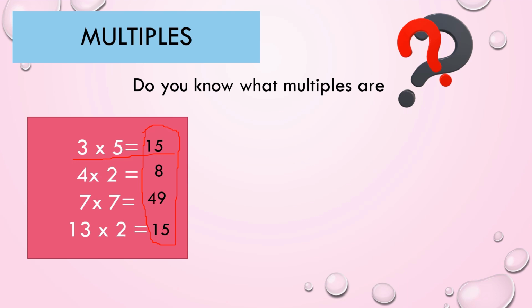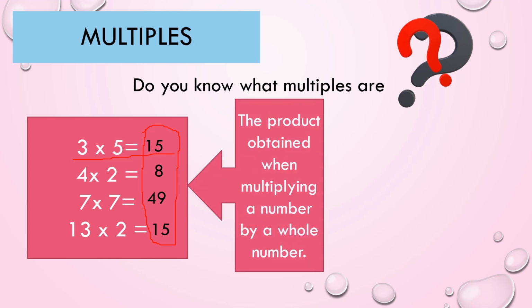3, 5 और 15। 15 is said to be a multiple. 8 is a multiple of 4 and 2. 49 is a multiple of 7 and 7. 26 is a multiple of 13 and 2. So by definition, the product obtained when multiplying a number by a whole number is called a multiple.